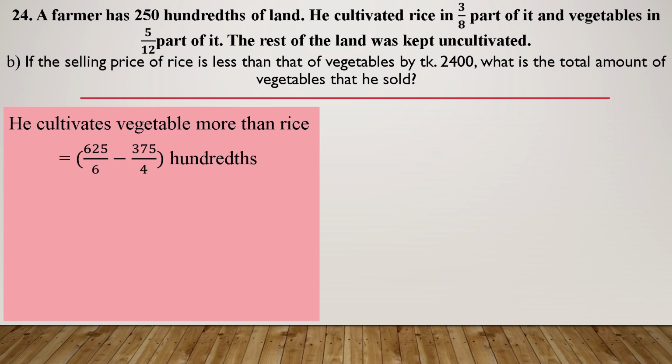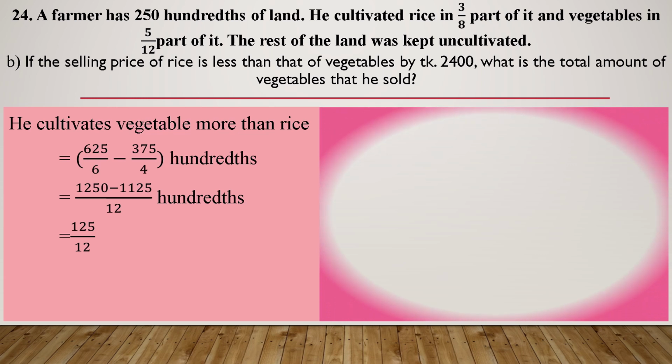Already we have got this from question number A. Now if we subtract, the LCM of 4 and 6 will be 12. Already I have shown you how you can get this LCM of 4 and 6. Then 12 divided by 6 will be 2. So 2 multiplied by 625 will be 1250, minus 12 divided by 4, which is 3. 3 multiplied by 375 will be 1125. And if we subtract, we will get 125 by 12, which is the amount of vegetables more than rice that he cultivates.